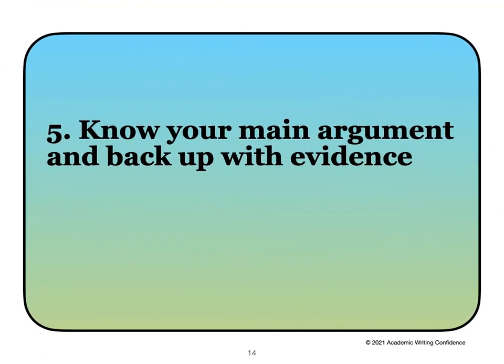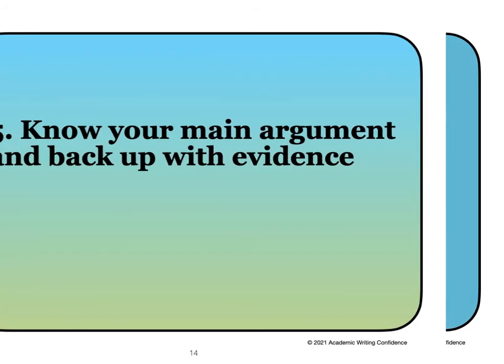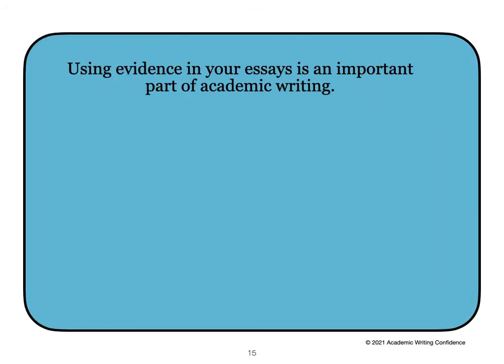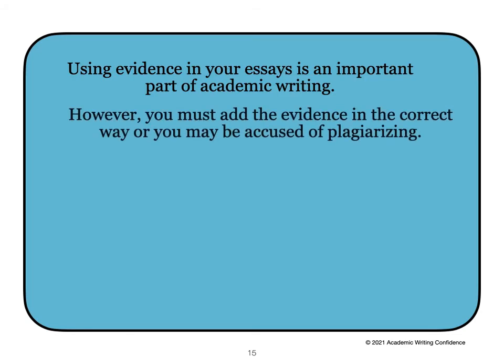And the last tip for how to improve your academic writing is that you should know what your main argument is and back it up with evidence. Using evidence in your essays is an important part of academic writing. However, you must add the evidence in the correct way or you may be accused of plagiarizing. So if you use information from another source, there are ways that you need to include that in your writing.